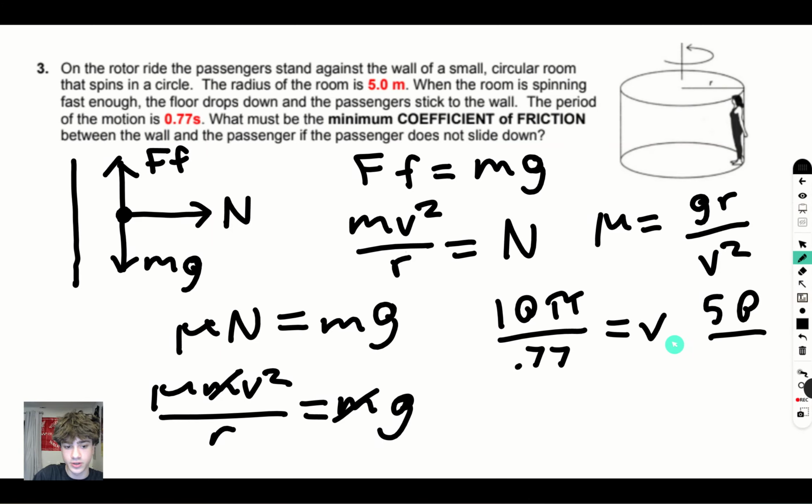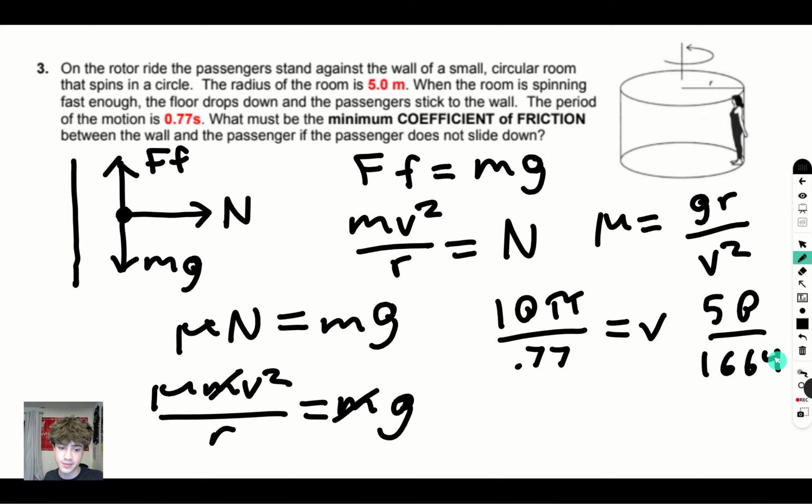So from here, it's all going to be calculator work. So let's just do that really quickly. 10 times pi will give you somewhere around 31.4, divided by 0.77 will get you something around 40.8. Now, we're going to square this velocity, which will be 40.8 times 40.8. This gives us a value of around 1,664. So that'll be your v squared.